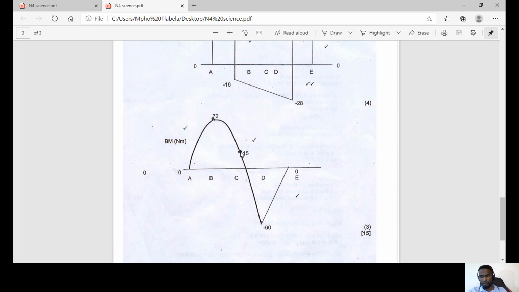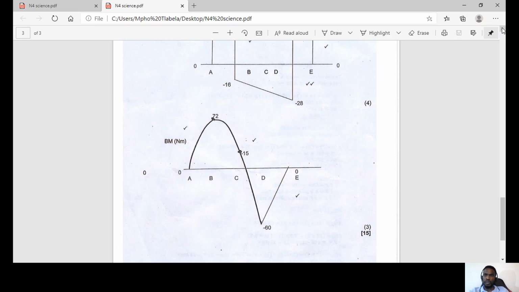And then from C, we must go to D. At D, we got a negative value of 60. And we still have that distribution load. You'll see here it's not a straight line. Now, from D, we must go to E, minus 60, and then E will end at 0. And you'll notice here, this one goes on a straight line, meaning there was no distribution load there. Quite easy, this one.